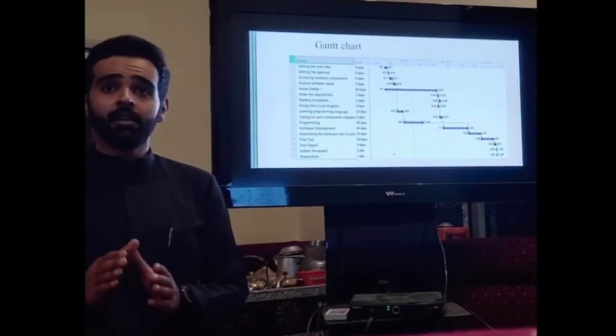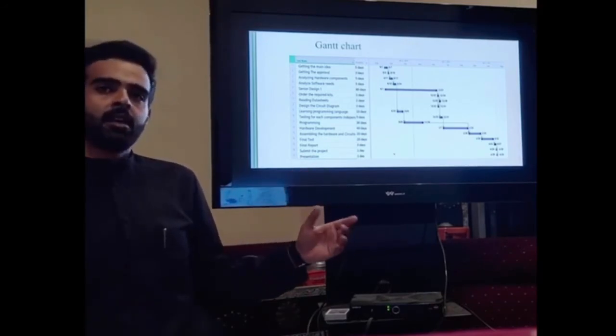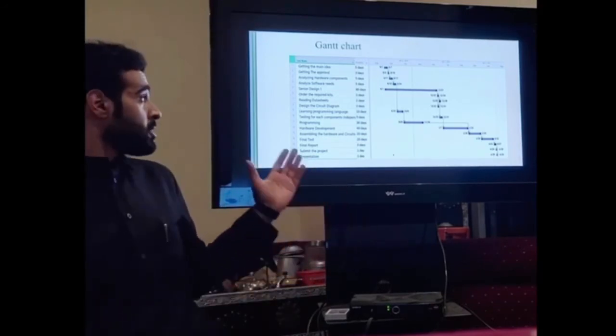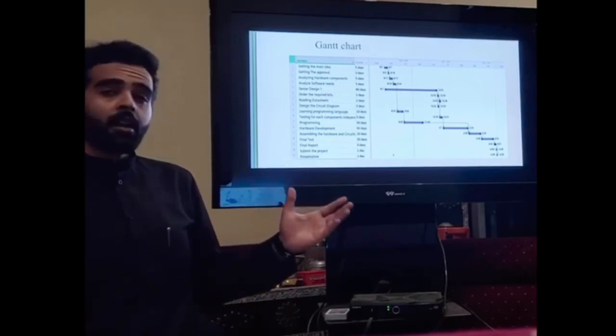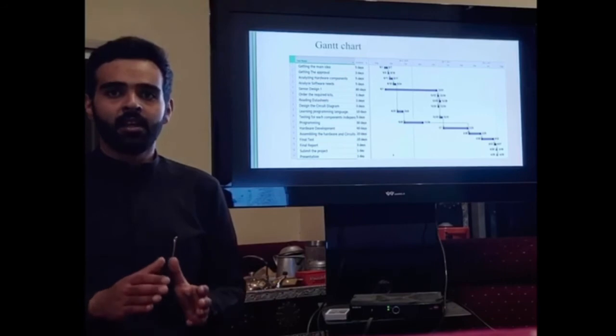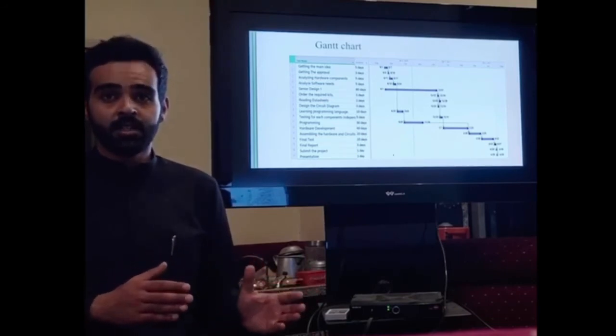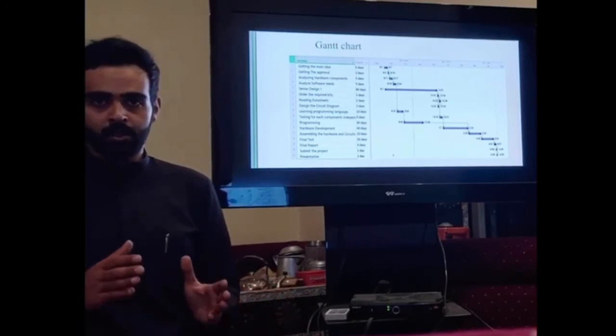Getting the main idea takes 5 days. Getting the approval takes 3 days. Analyzing hardware components takes 5 days. Analyzing software needs 5 days. Senior design takes 80 days. Ordering the required kit takes 3 days. Reading datasheets takes 2 days. Designing the circuit diagram takes 3 days.